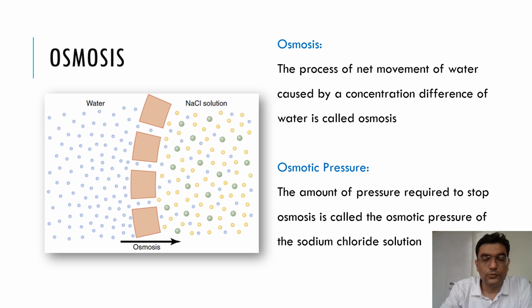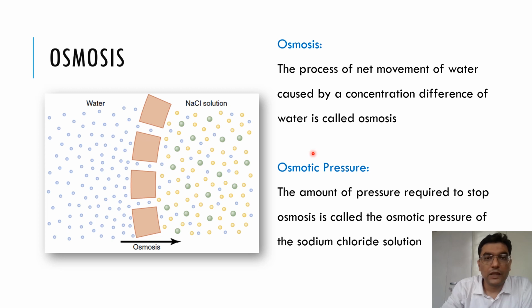Now we will see osmosis. We all know what osmosis is. This is pure water and this is sodium chloride solution. There will be a movement of water from this side to this side because of the concentration difference. So osmosis is the process of net movement of water that is caused by a concentration difference of water.